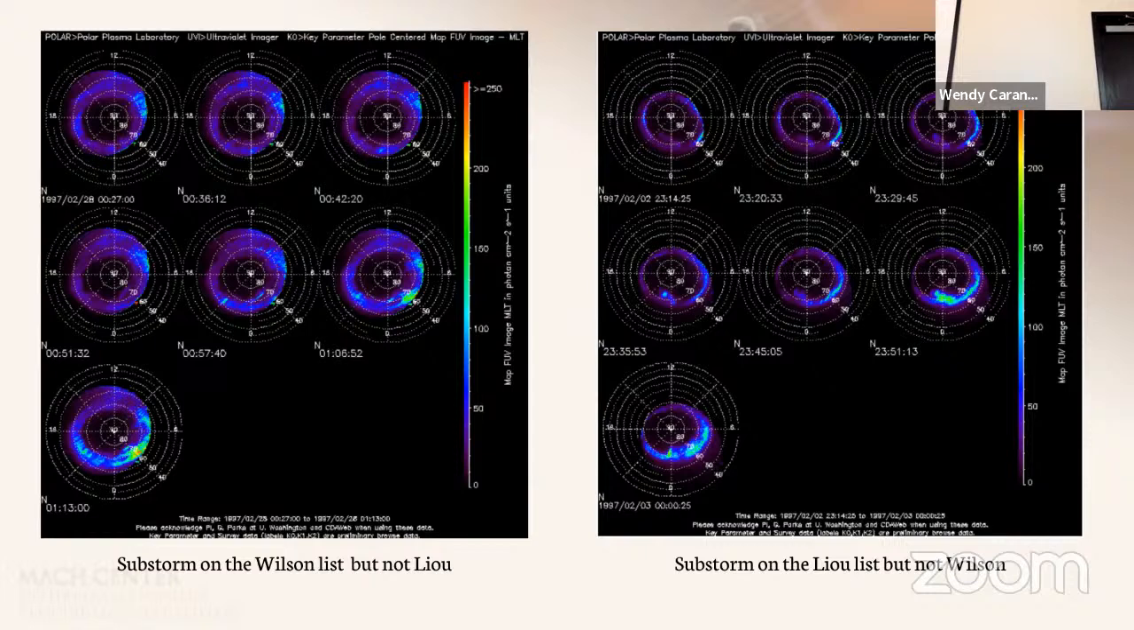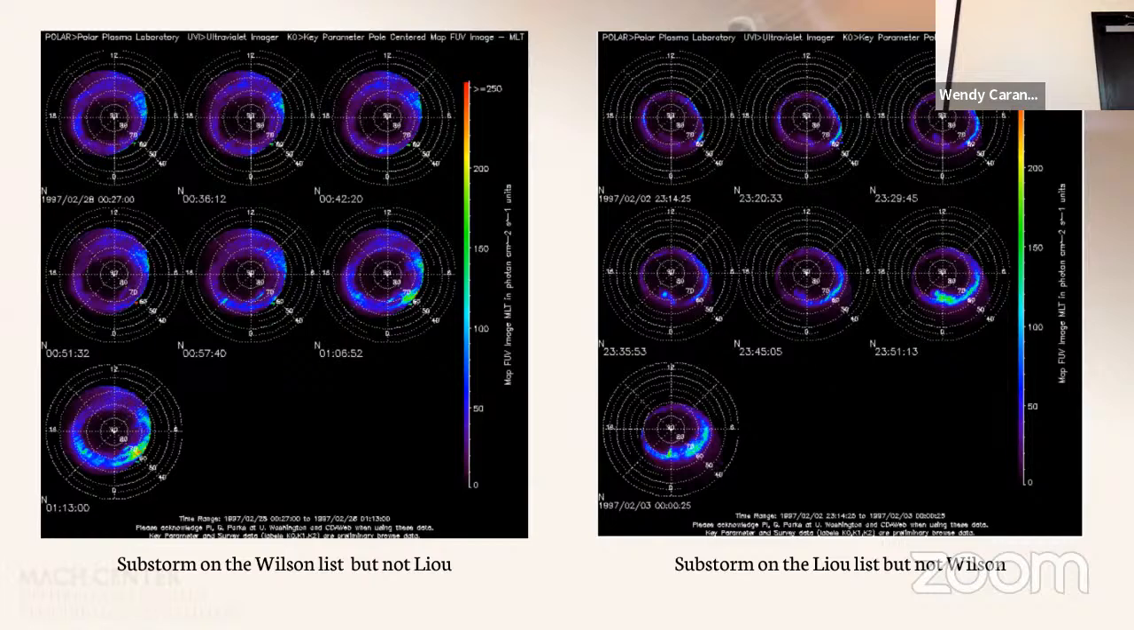What you see here are 2 collections of images from 2 substorms that were on one imaging list, but not the other. And as you can see, they're pretty similar. There's not a clear reason why these would be rejected from either list. They have similar brightening patterns, similar expansion, similar auroral arcs. So we weren't able to tell which list, if any, were actually better.